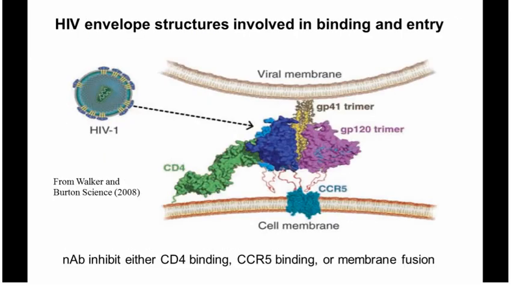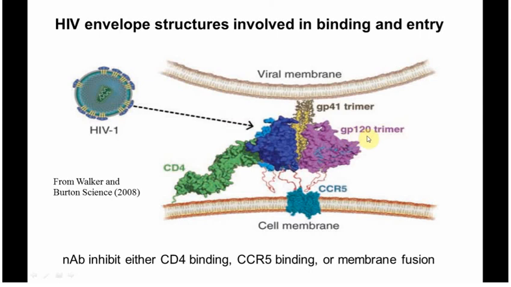However, some broadly neutralizing antibodies do exist against the HIV glycoprotein. To understand how they work, we have to remind ourselves a little bit about the structure of the HIV envelope glycoproteins and what their role is in attachment and entry. So the Env precursor glycoprotein is cleaved into gp120 and gp41, and the functional form of gp120 and gp41 is a trimer. So on the surface of the HIV virion, you have gp41 and gp120 trimers.